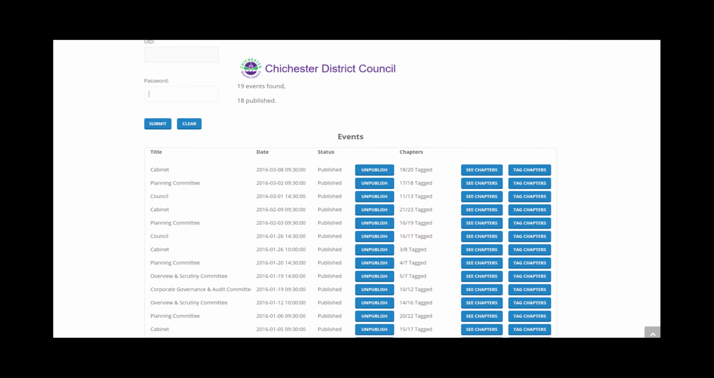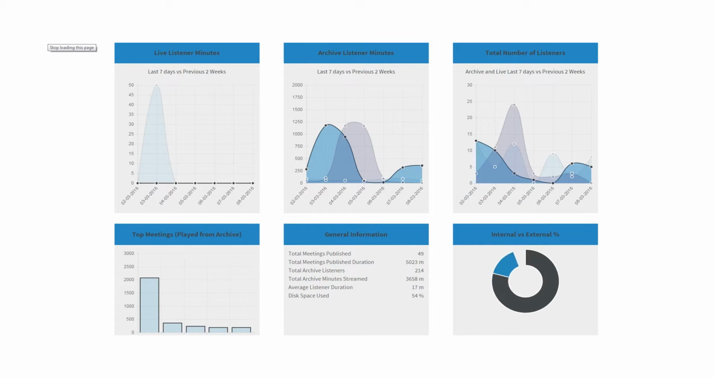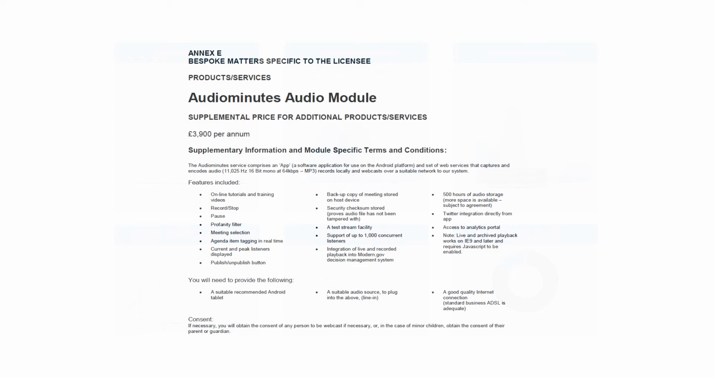The meeting can then be published either via the app itself or by logging into the Audiominutes portal, which also gives you access to a number of other useful tools: tag editing, unpublishing, and access to hidden links, allowing you to download or share meetings which have not been published. Comprehensive analytics are available, showing the number of listeners tuning in to both live and recorded meetings. Audiominutes is available as an add-on module to a modern.gov agreement, simplifying the procurement process.